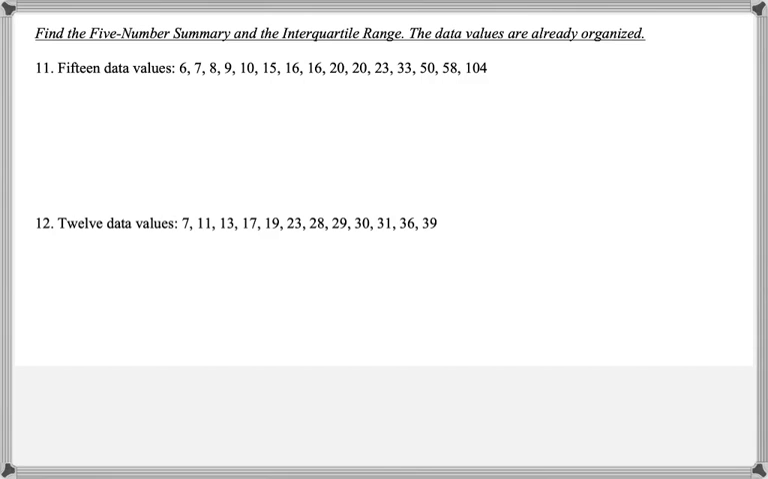Find the 5-number summary and the interquartile range. The data values are already organized. We have 15 data values. My minimum is going to be 6. My maximum is going to be 104.